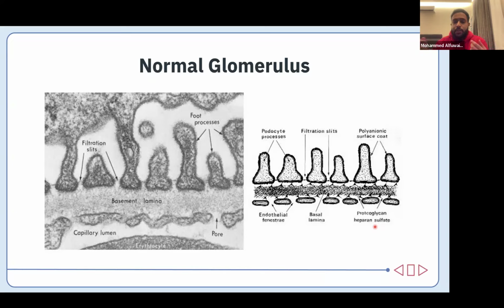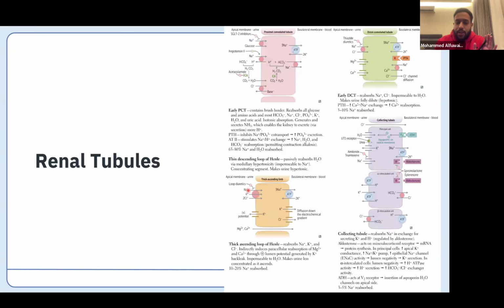Okay? Hence why you will not get proteins, you will not get lipids, you will not get some stuff like antithrombin 3 in the urine. If you do, that means there's a defect in the filtration barrier. Okay? So this is what's happening at the electron microscopy level of a normal glomerulus.